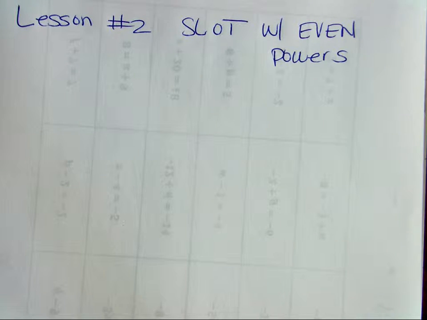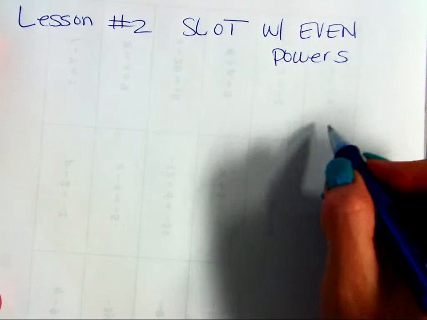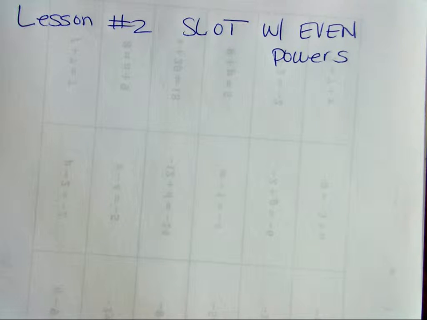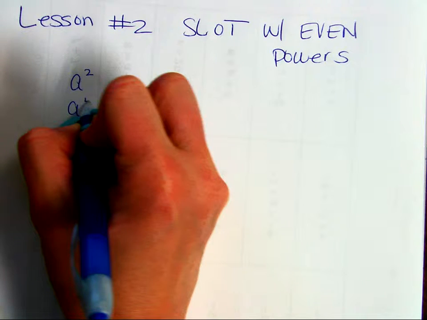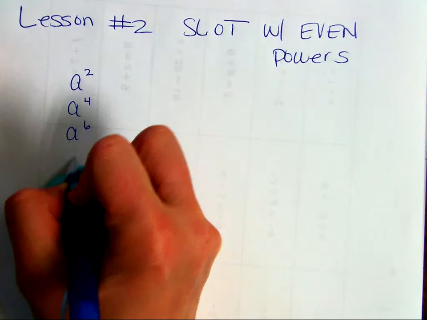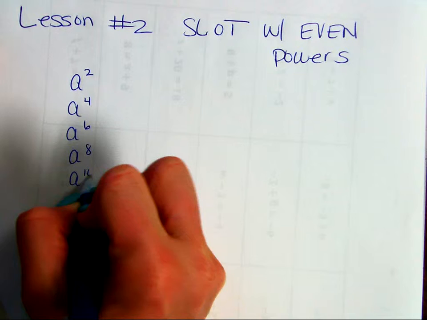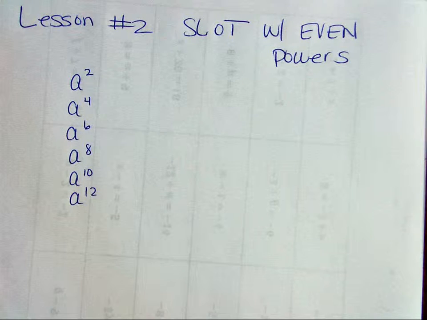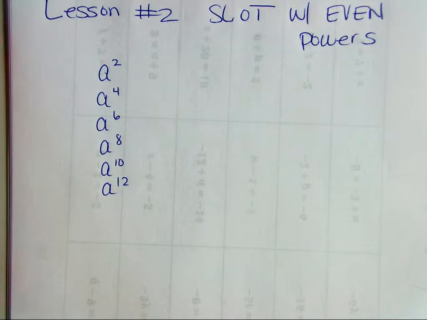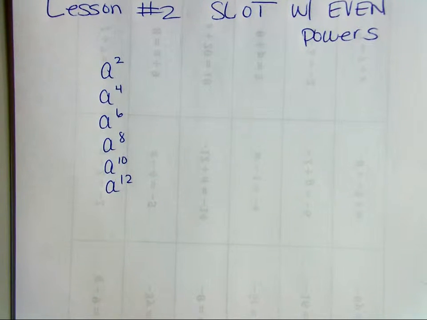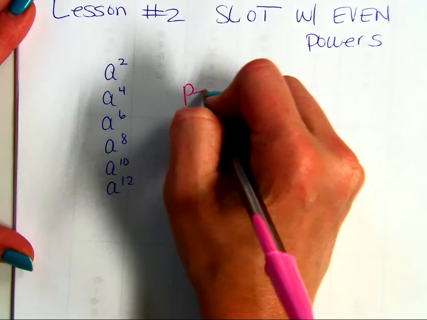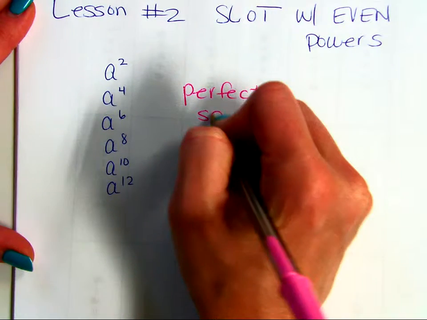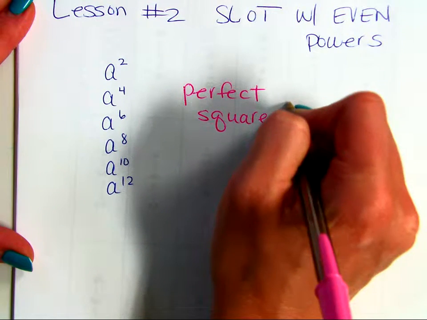So, looking at the very first thing, remember we talked about perfect squares, and I wrote a list, and I said 1, 4, 9, 16, 25, 36. Well, I'm going to write you another list, and that list is a to the second, a to the fourth, a to the sixth, a to the eighth, a to the 10th. These are all even powers, right? Well, guess what? These are also perfect squares.